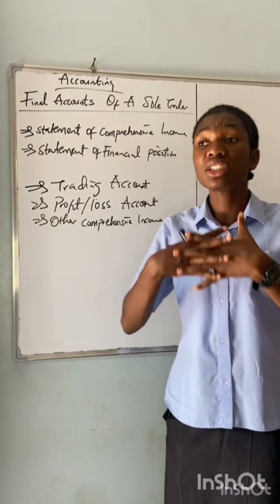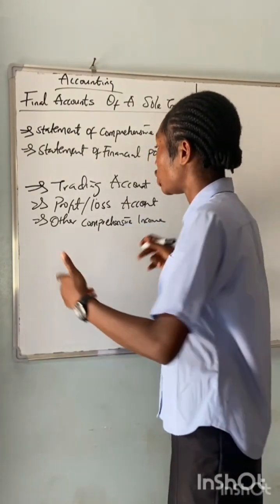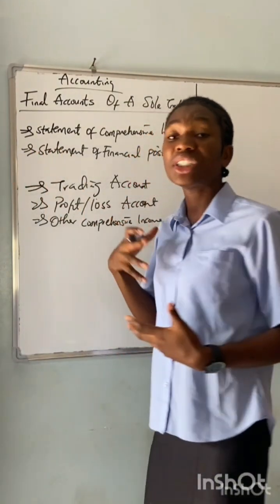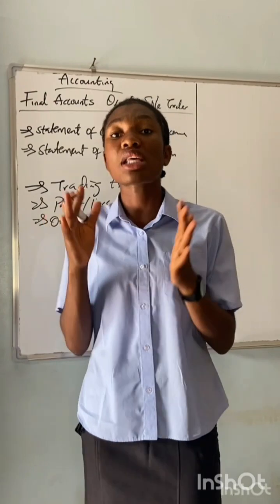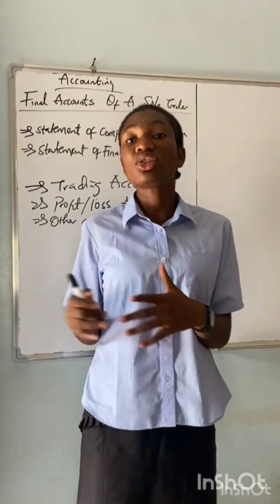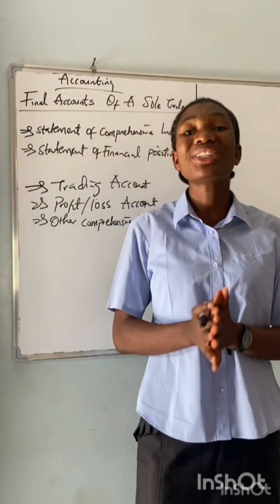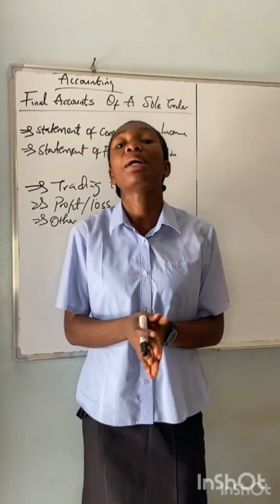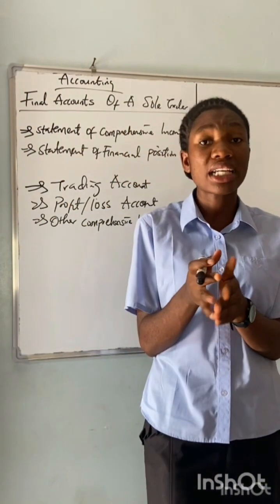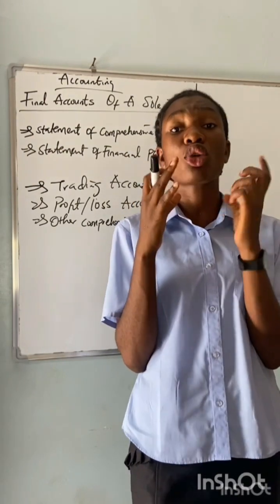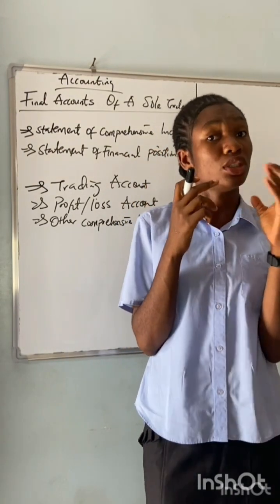For the sake of this video, I'm only going to be touching these two, that's the trading account and the profit and loss account. The trading account, which we'll be looking at in this video, helps us to determine our gross profit. It is called gross because other expenses have not been deducted.